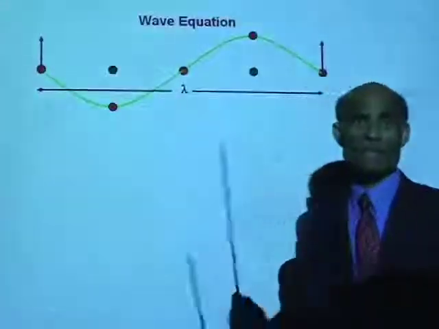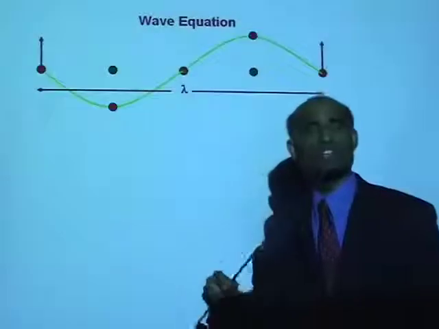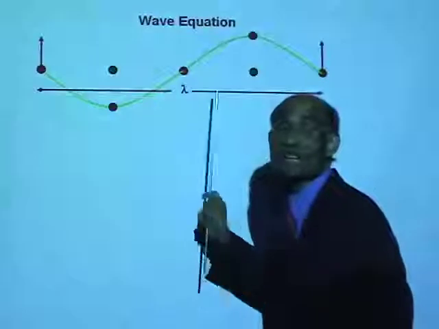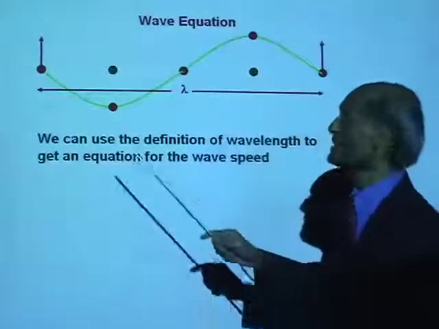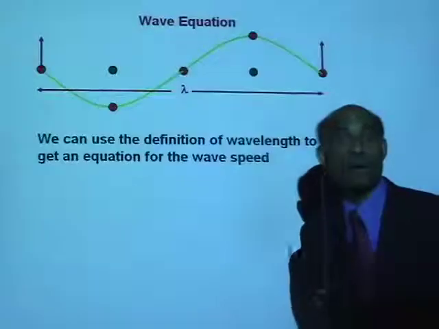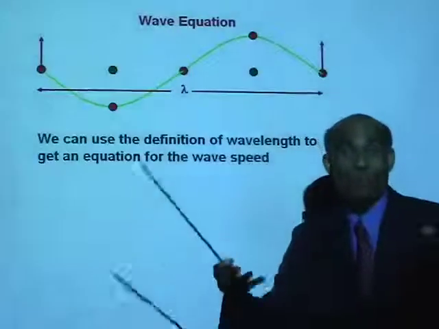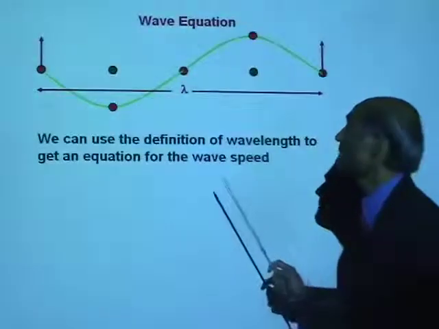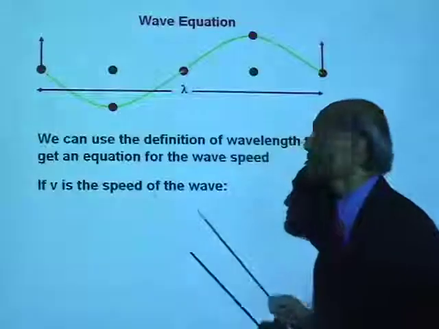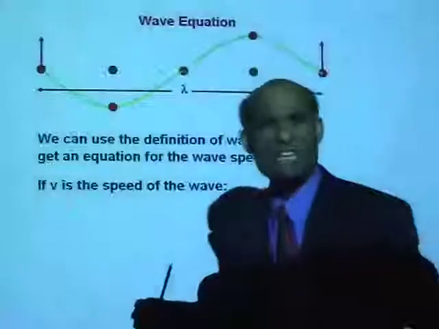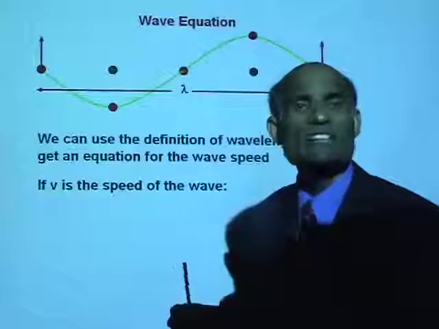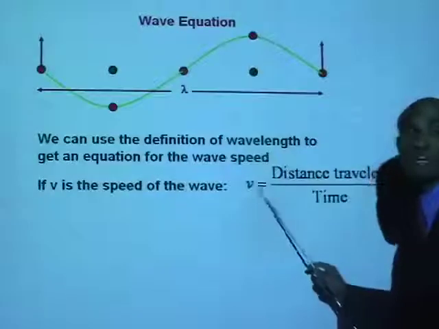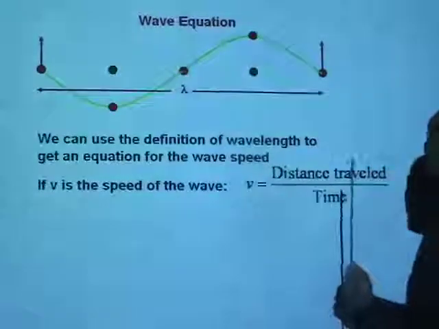Okay. Let's now obtain an equation to represent a wave. Well, the equation is going to be using the definition of the wavelength. We can now use the definition of the wavelength to get an all-important equation of the wave using the wave speed. Now, if v is the speed of the wave, how do you define speed? Speed is distance divided by time. Is that right? So speed v is distance traveled divided by time.